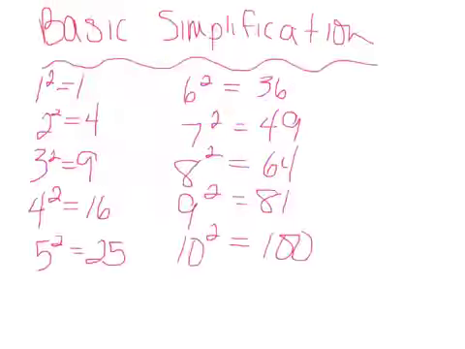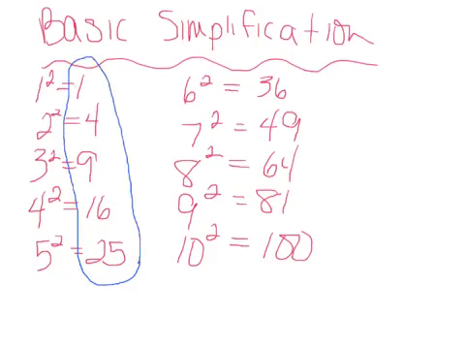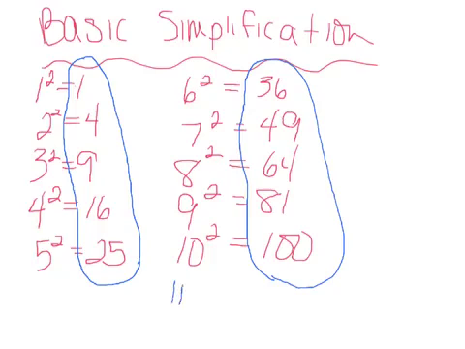Alright, first off, basic simplification. We need to know what perfect squares are. These are all perfect squares. And I could go on. 11 squared is 121, etc.